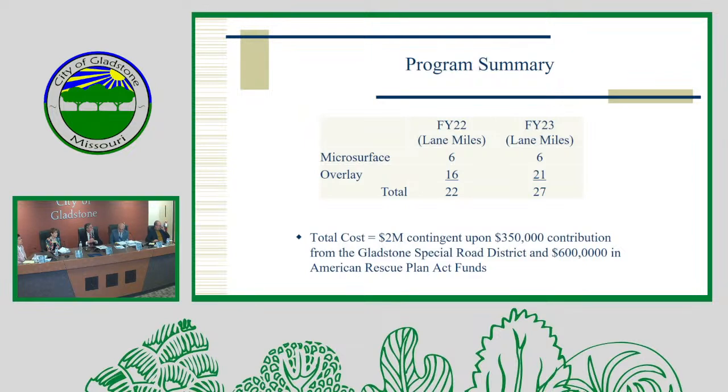Looking at our program this year, I thought it'd be interesting to take a look at last year compared to this year. The city street network makes up about 250 lane miles. In fiscal year 22, the city did 6 miles of microsurface and 16 lane miles of overlay. So that's 22 miles that we did street maintenance work on, so 22 of the 250 lane miles. This year, we're looking at 6 miles of microsurface and another 21 miles of overlay for a total of 27 miles of work. So we're looking at touching 10% of our transportation network. That is actually an excellent year.